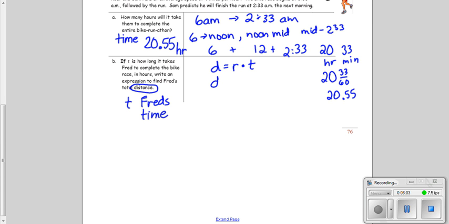So we're looking for D. We know that the rate is 8 miles per hour, and we're looking for the time. Now it says to write an expression for this. So the expression for Fred's distance is simply 8t. That represents Fred's distance.